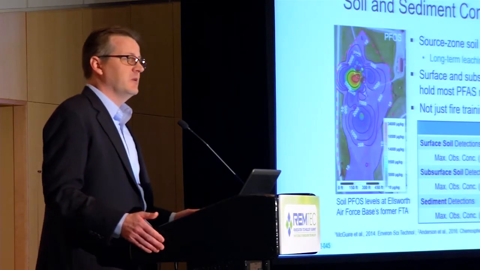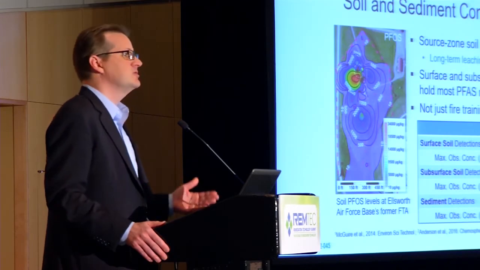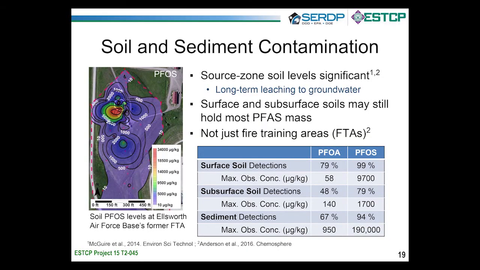What we are learning, and there's a lot of ongoing work to understand this, is that we think the source zone soils can actually be very significant in terms of both concentrations and mass, and that could lead to long-term leaching of these compounds to groundwater. As I said, it makes sense if the AFFF was surface applied, that it would eventually go through the soil and get to groundwater. So there's a lot of research trying to understand to what extent these surface and subsurface soils are really holding on to some of the mass of these PFAS.